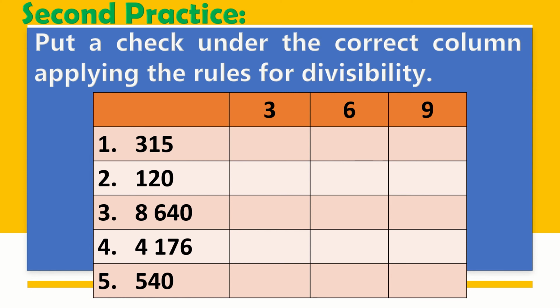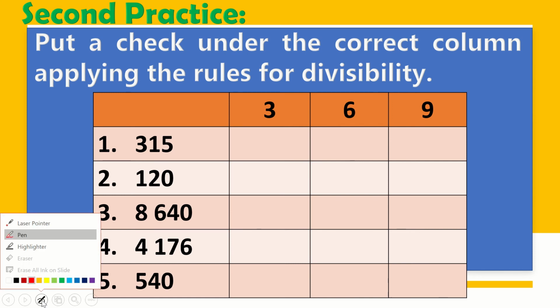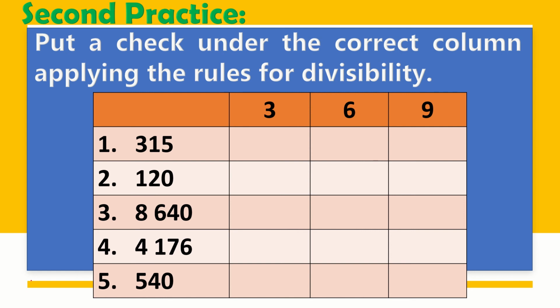Okay, are we done? So let us now answer. 315 is divisible by 3 and 9. Correct. How about number 2, 120? 120 is divisible by 3 and it is also divisible by 6 but not 9. How about 8,640? 8,640 is divisible by 3, divisible by 6, and divisible by 9.